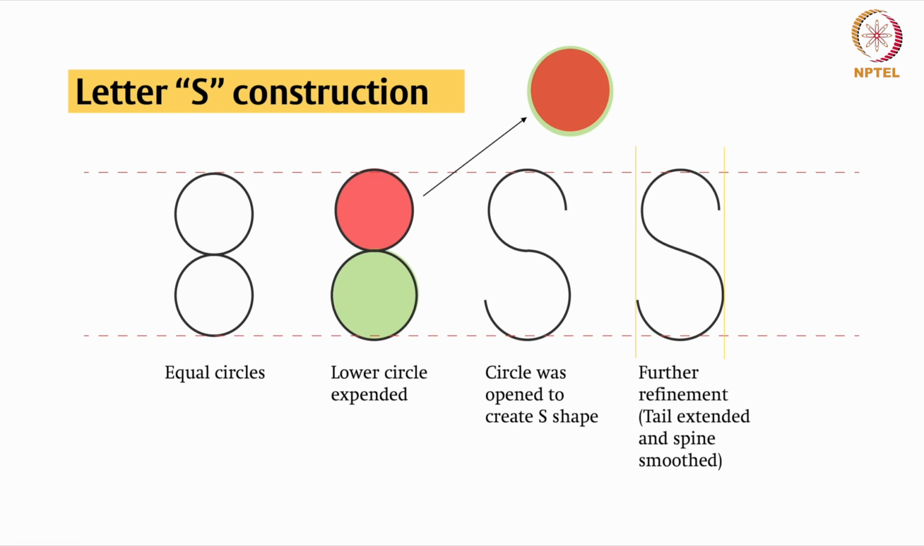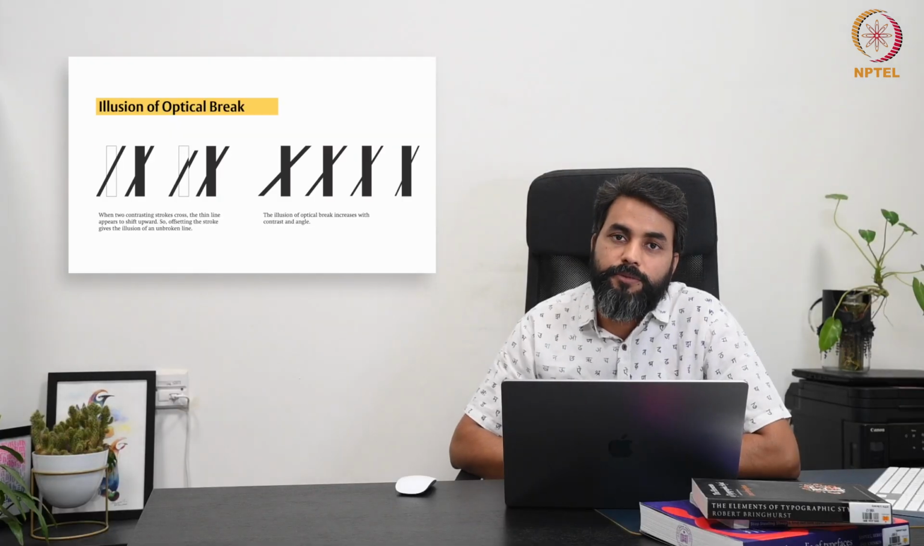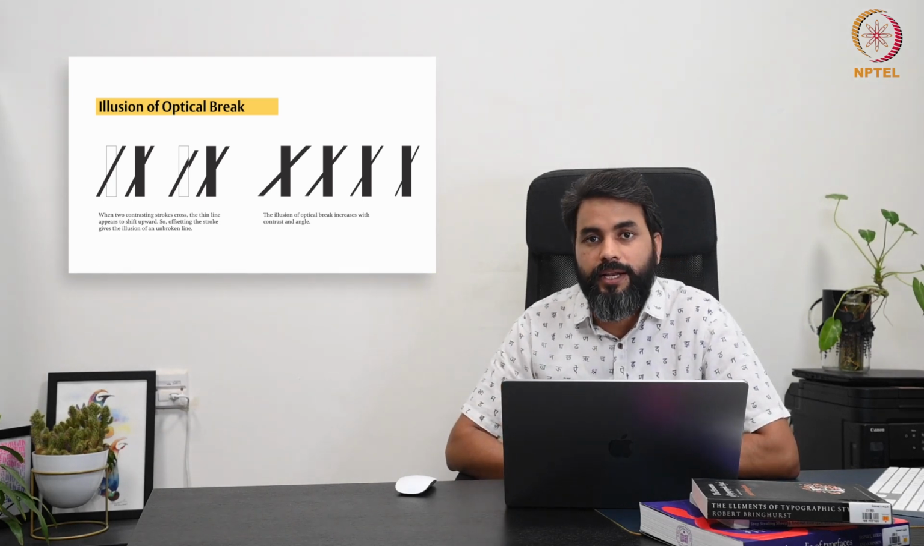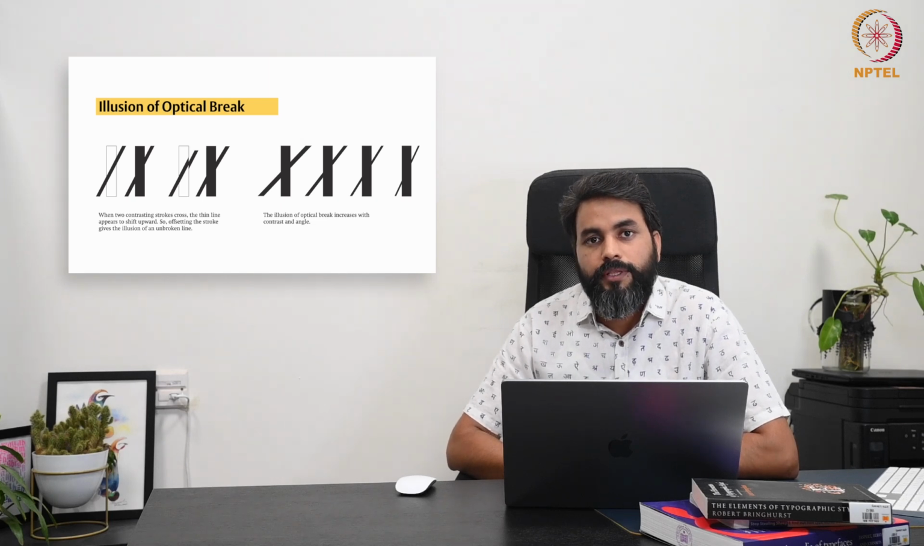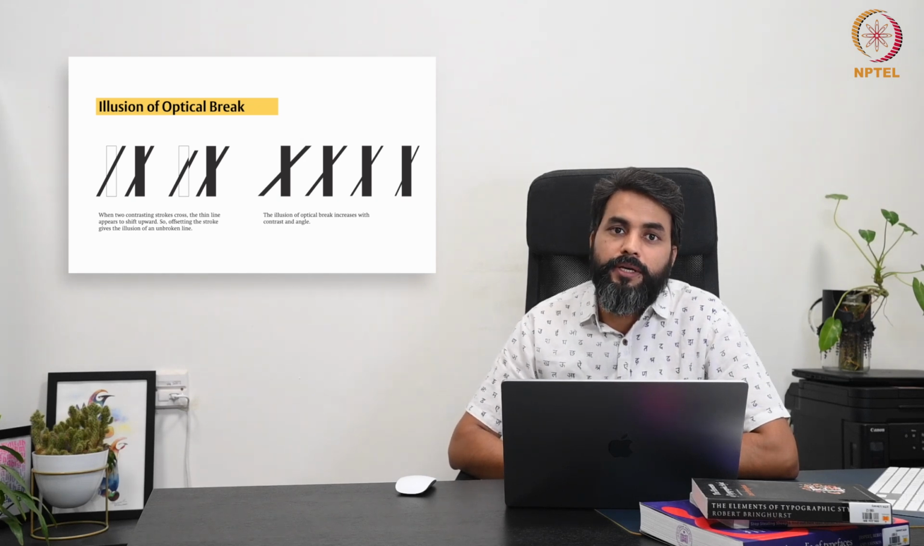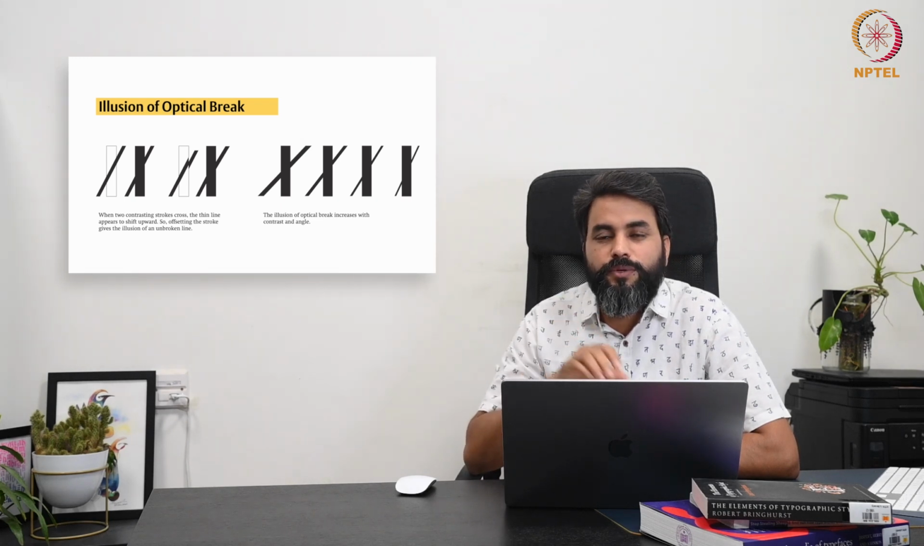The illusion of optical break in letter form construction is a technique used in typography to address visual inconsistencies that occur due to the way our eye perceives shapes, especially in areas where strokes are connected or intersect. So this is another important aspect to look at when you are crafting your letter, where you have an intersection or connection within the letter form. This technique helps create a sense of balance, continuity and clarity by adjusting the letter form to counteract these visual issues.